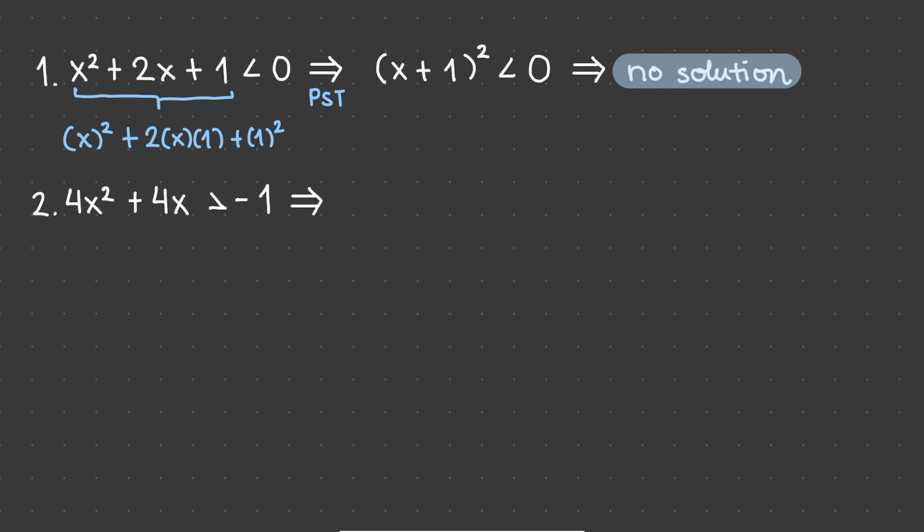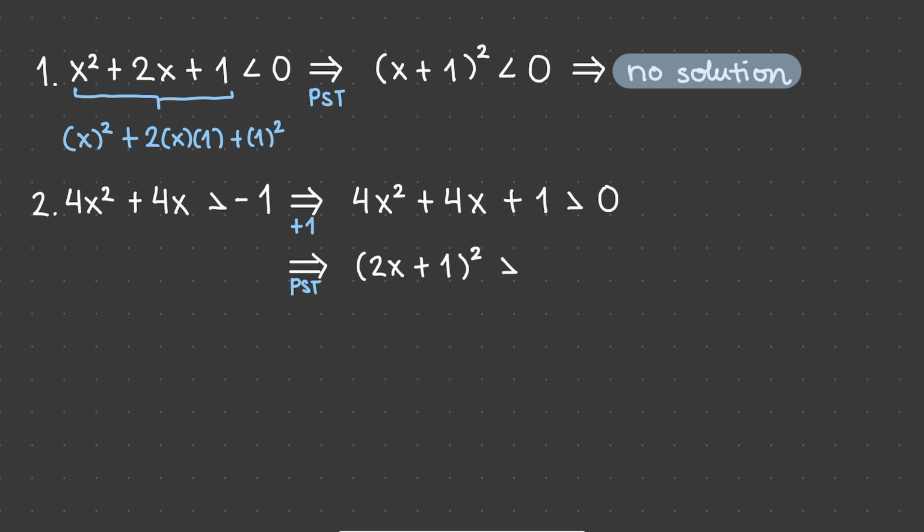For this next one, again, move everything to one side. So basically, we move this to the other by adding 1 to both sides. That will give us 4x squared plus 4x plus 1 greater than 0. Like in the first one, this is actually a perfect square trinomial again. I won't break it down like in the first one, but you'll still get the same idea. By perfect square trinomial, this factors into (2x plus 1) squared greater than 0.